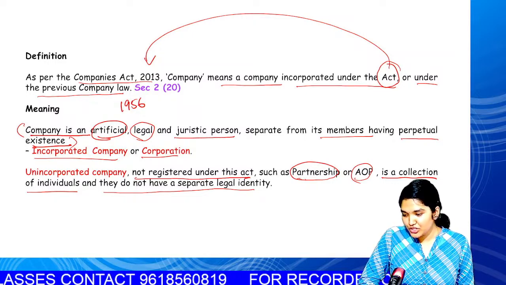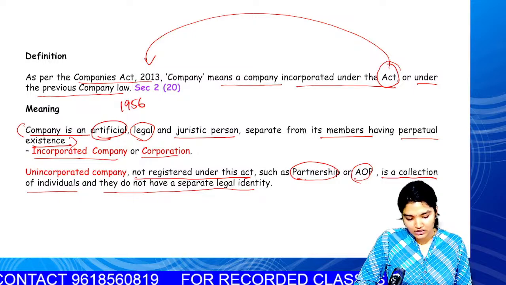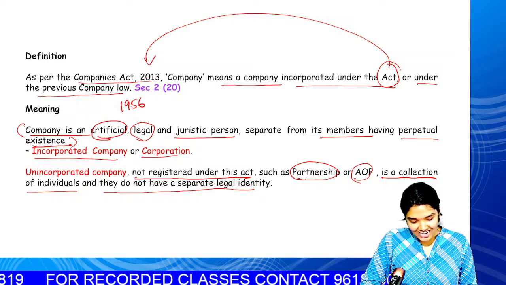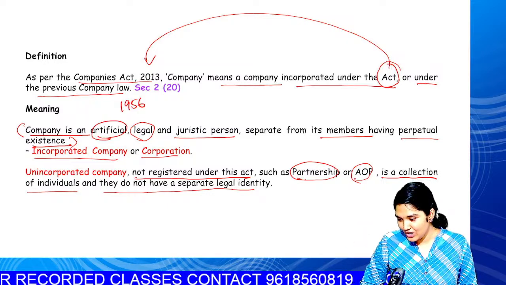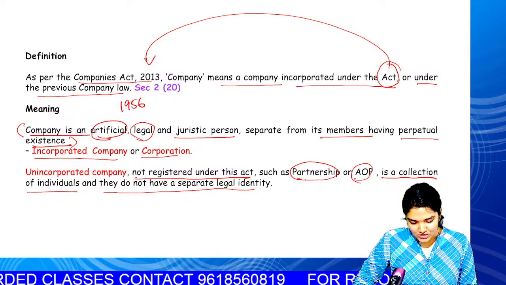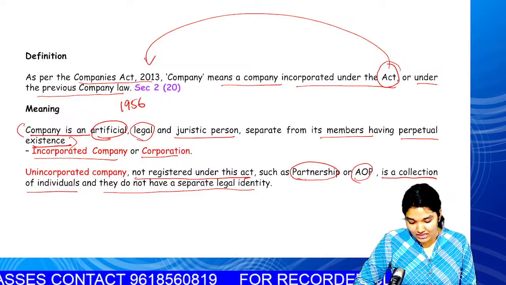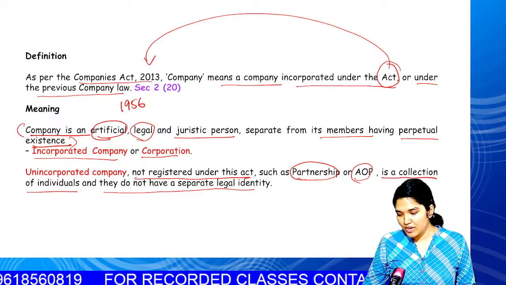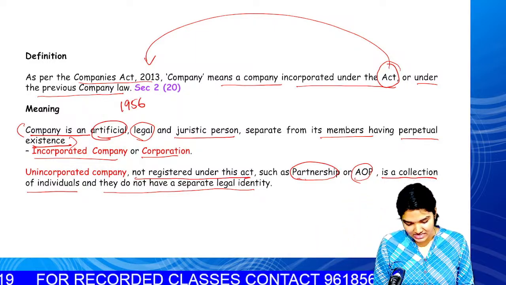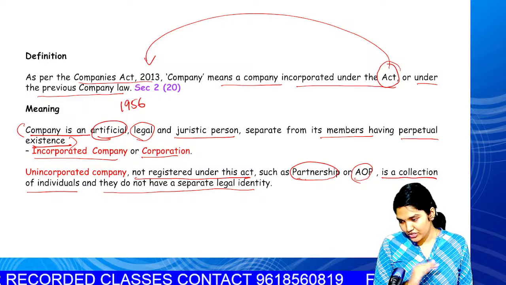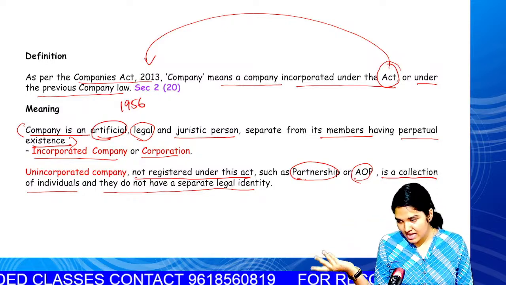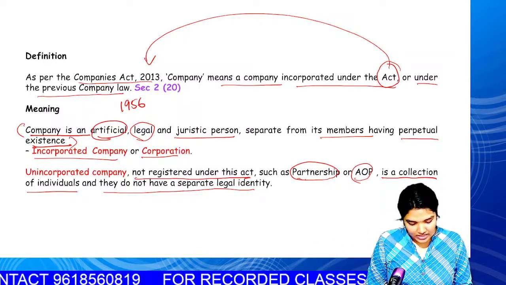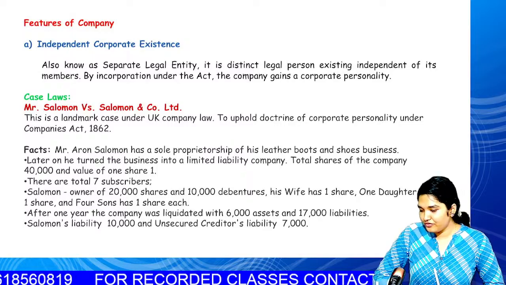So what is the definition of company as per the Companies Act 2013? Company means a company incorporated under this Act or under the previous company law. Clear, Prasanna? Okay, thank you. But the meaning of the company really is: the company is an artificial, legal and juristic person separate from its members, having perpetual existence, an incorporated company or a corporation. Unincorporated is not registered under this Act. Examples are a partnership firm or AOP or LLP or whatever it is. Okay, done. So let's get into the features of the company.